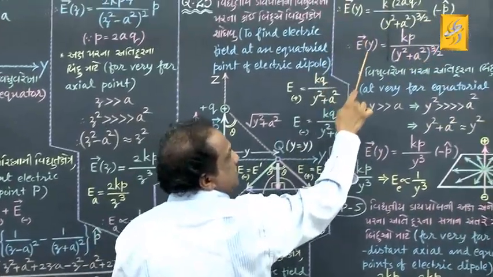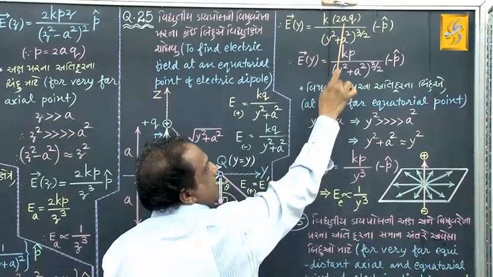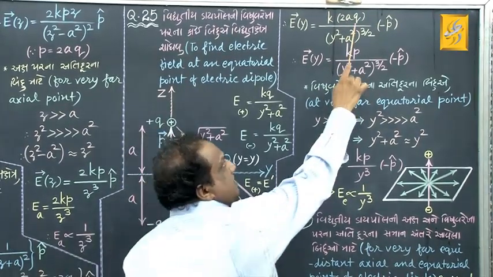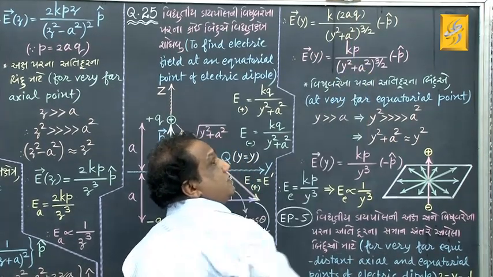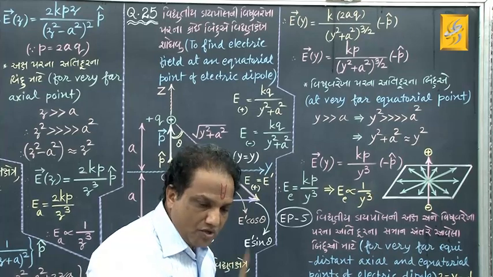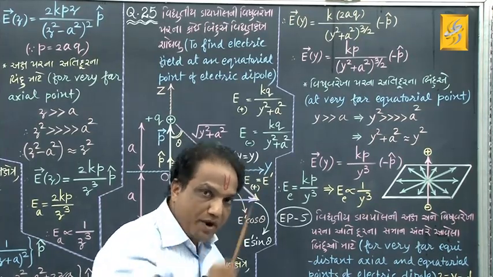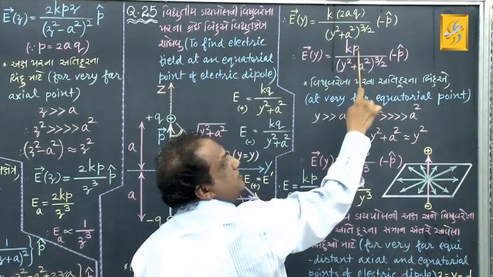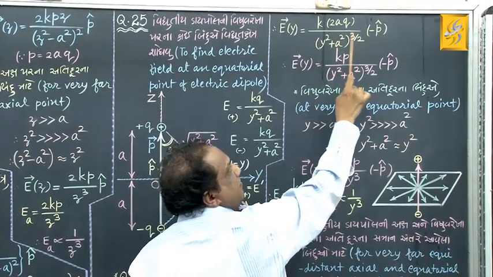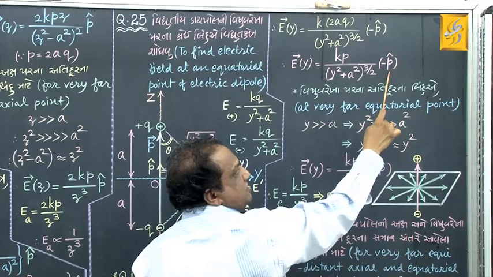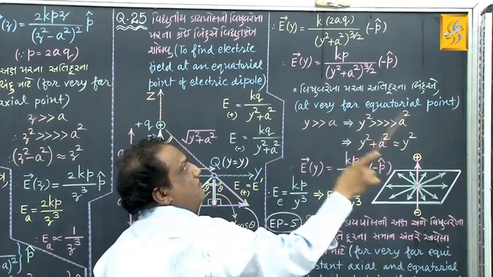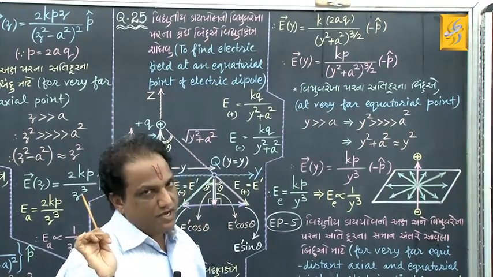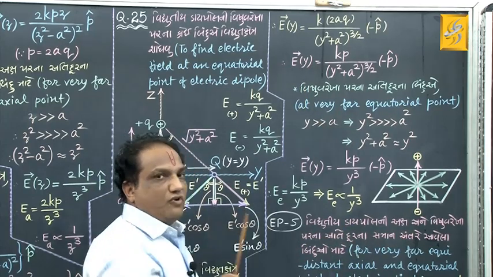Now K as it is, and 2a into Q, don't you know what 2a into Q is? The product of the magnitude of either charge in a given electric dipole and the distance between the two unlike charges in that dipole is known as the electric dipole moment of the dipole, shown by the symbol small p. In place of 2a into Q, you may replace it by small p, and the denominator as it is, minus P hat as it is. This gives me the general formula for finding the electric field at any equatorial point of an electric dipole. Okay, this is the general formula, but now we go for a special case.